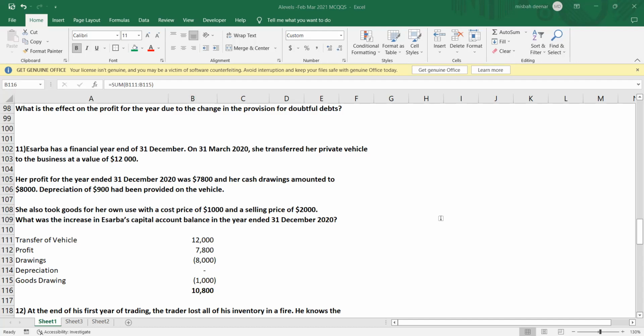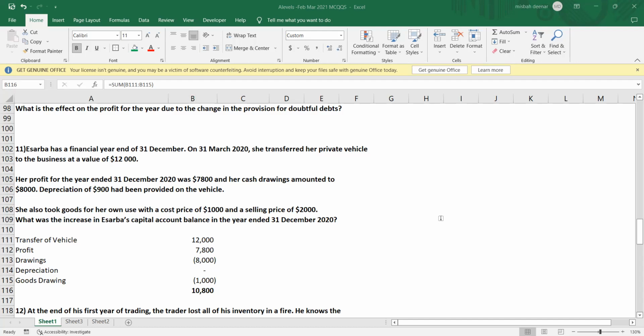Now moving on to question number 12. At the end of his first year of trading, a trader lost all of his inventory in a fire. He knows values of sales and purchases and wishes to calculate the value of inventory lost. Which ratio should he use? So these are the turnover days. So no, no, no. Answer is gross margin. Why? Let me tell you.